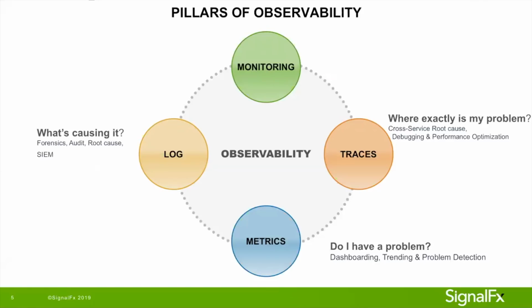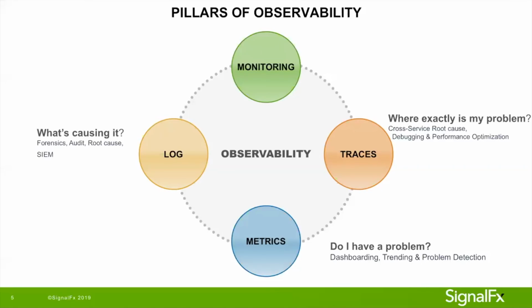We think of metrics as the canary in the coal mine. This is the thing that's telling you from a high level how things are doing, and it's allowing you to get alerted when things are off. So they are sort of anonymized in the sense that they don't give you the specific details, but they tell you when something is off. That's metrics. Do I have a problem?